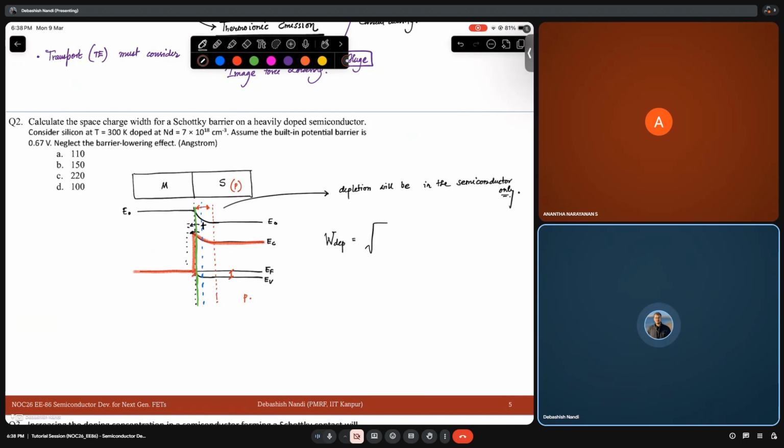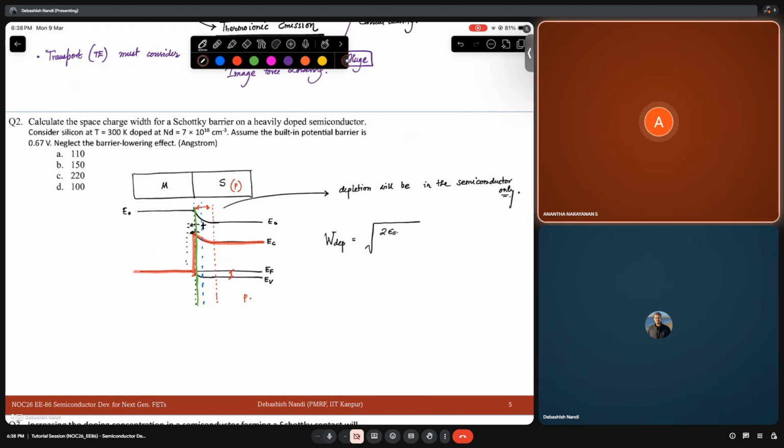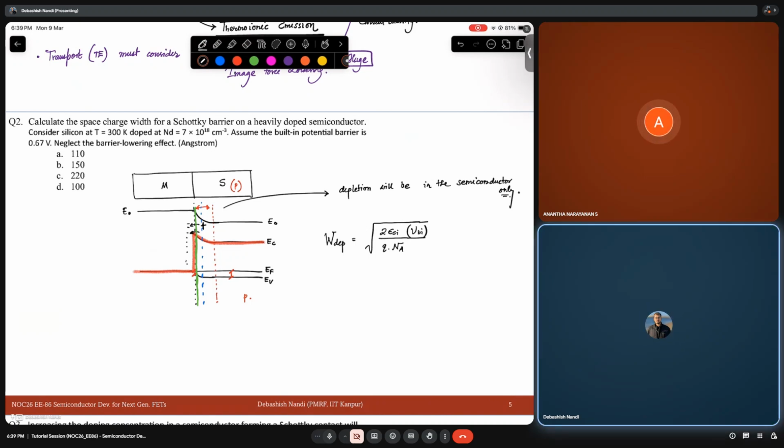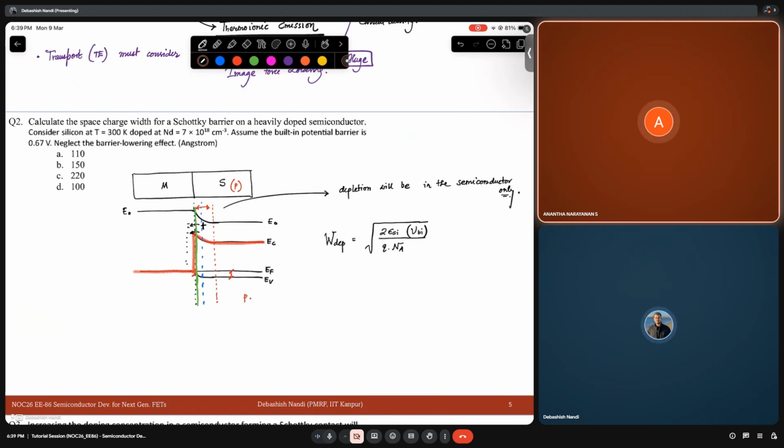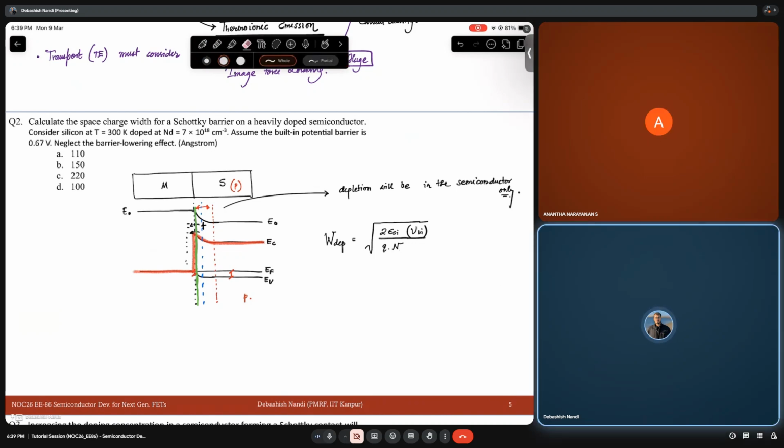And what is the W depletion? So root 2 epsilon s by q into ND into (VBI), here it will be VBI, right? Yes, sir. Into 1 by NA plus 1 by ND. In this case, it is 1 by ND. Yes, sir.